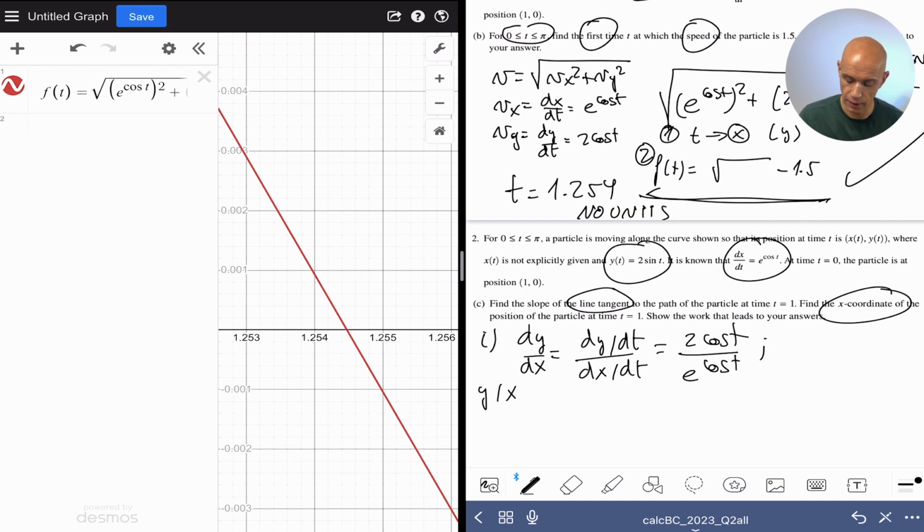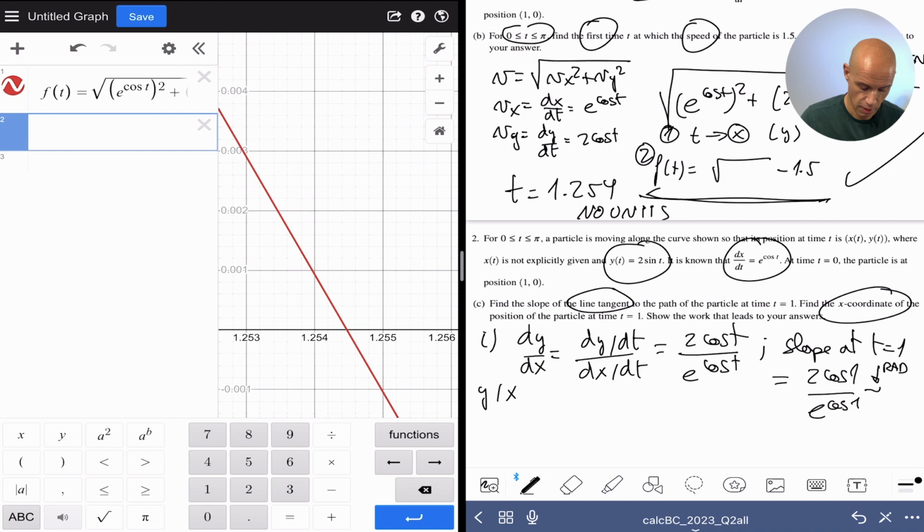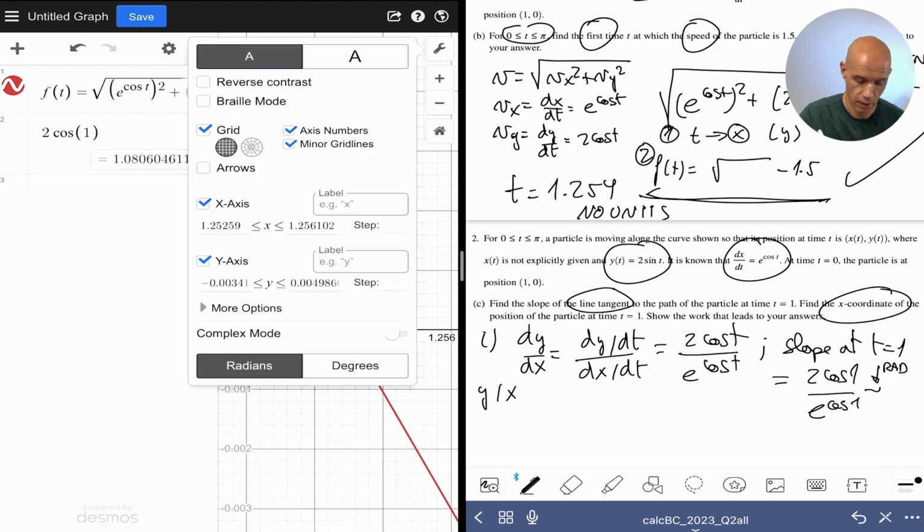Now, the slope at t equal to 1 is going to be equal to 2 cosine of 1 over e to the cosine of 1. Again, very careful with the radians here. So you can write that here, of course, in Desmos or a simple calculator, and that's it. Let's do it in Desmos. So that would be like 2 cosine. Maybe here we use functions just to change a little bit. Cosine of 1. But what's the tricky part? Remember, go here and check that you have radians.